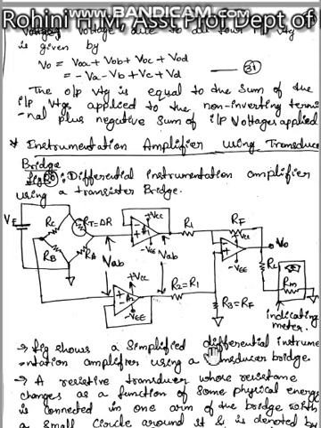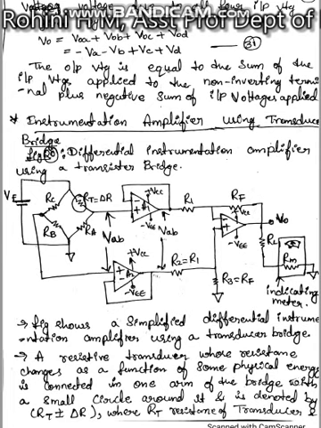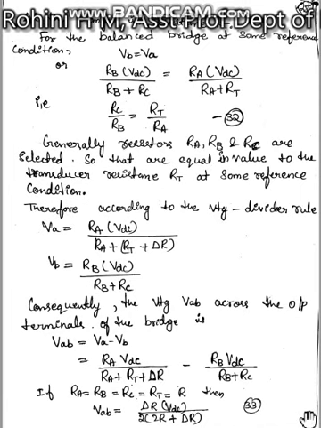So this diagram shows the simplified differential instrumentation amplifier using the transducer bridge. A resistive transducer, whose resistance changes as a function of some physical energy, is connected in one arm of the bridge with a small circle around it, and it is denoted by RT plus or minus delta R, where RT is the resistance of the transducer and delta R is the change in the resistance.